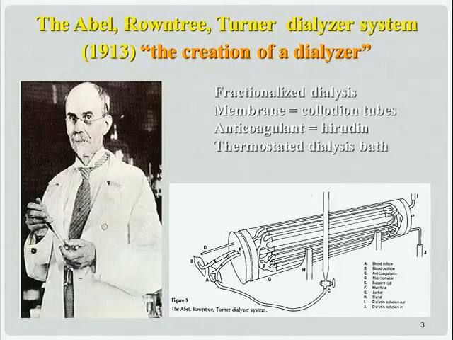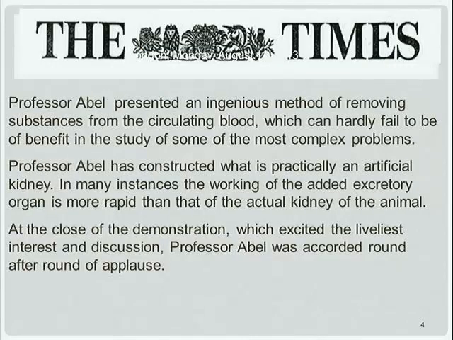But it's interesting to see, and I thought you might be interested, what happened when Professor Abel presented an ingenious method of removing substances from the circulating blood, which can hardly fail to be of benefit in the study of the most complex problems. This is in 1913. So Professor Abel has constructed what is practically an artificial kidney. In many instances, the working of the added excretory organ is more rapid than that of the actual kidney of the animal. And what I like is this here.